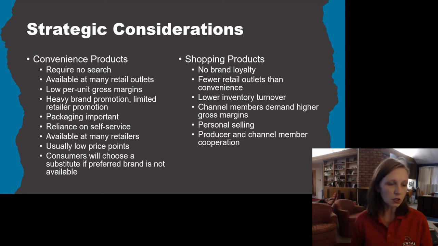Okay, so convenience products require no search because you kind of just walk through the aisle and you grab stuff. They're available at many retail outlets. So if you're looking for a convenience item like toilet paper, candy bar, milk, so things that you just buy really, really frequently, you're likely to find them at a Walmart, at a Meijer, at a convenience store, places like that. These are things that have low per unit gross margins. They tend to be very low price items, probably less than about $10.